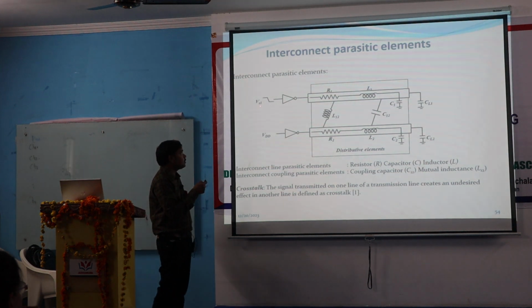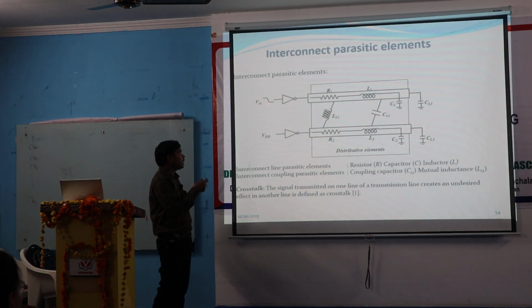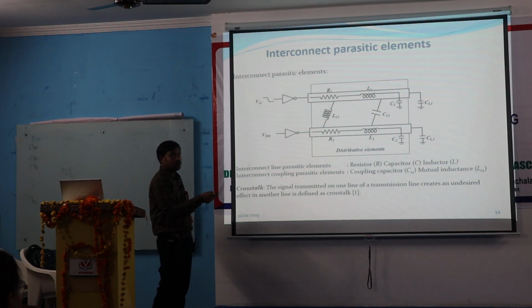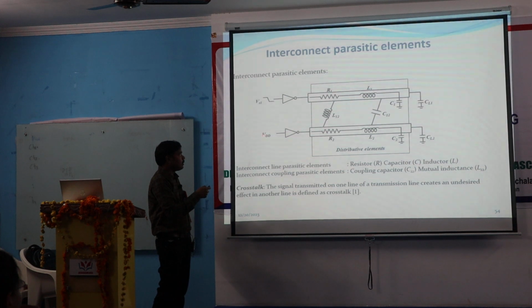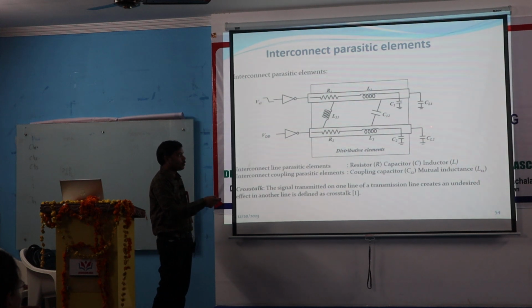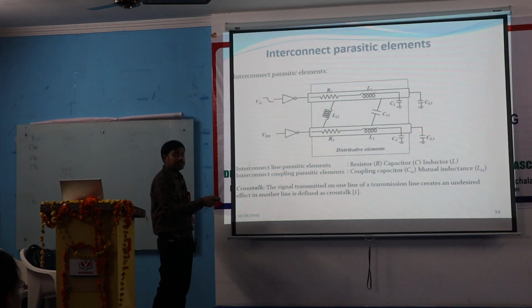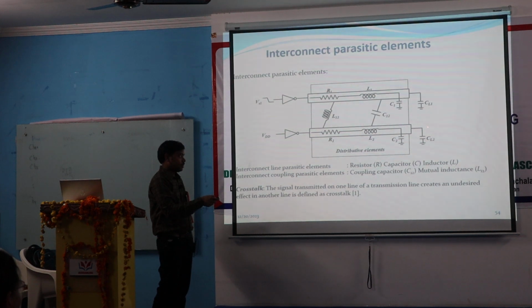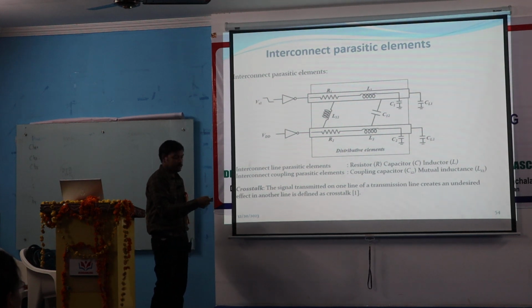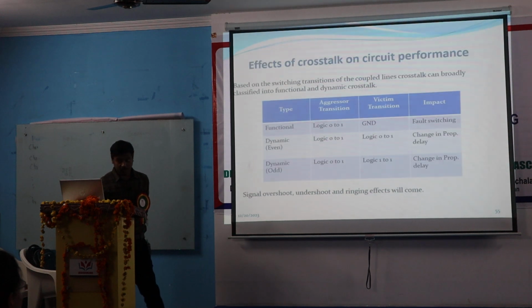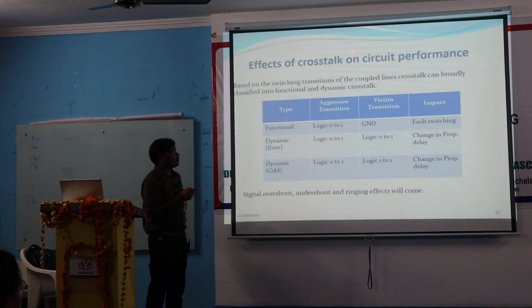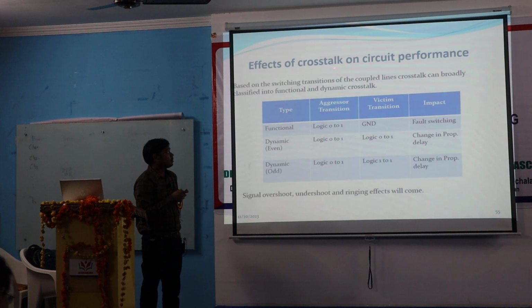So what it means? I excited Vx1 here, so obviously you get a rising pulse at output 1, and I applied a VDD here. Obviously you would expect a 0 at output 2, but you will not see a 0. That is the problem. You will see some noise. That is actually called crosstalk.